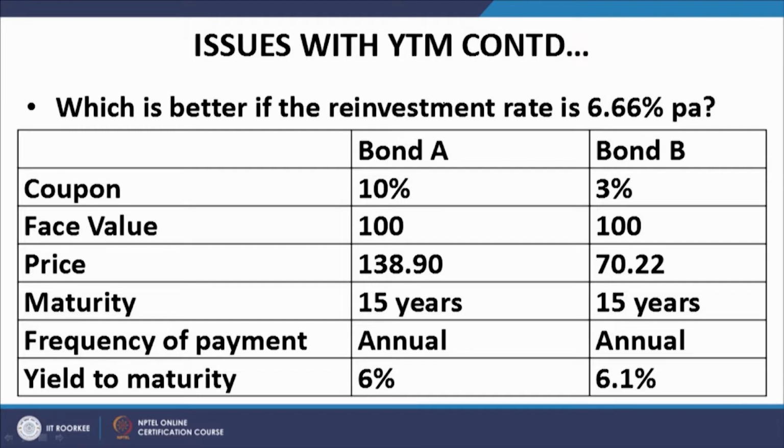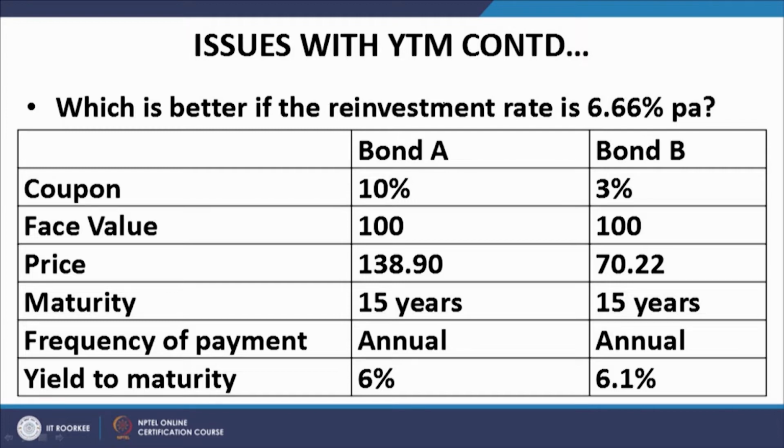The frequency of coupon payments is annual in both cases, and if you work out the YTM on these parameters, you find that the YTM of bond A turns out to be 6% and the YTM of bond B turns out to be 6.1%. Therefore, it is clear that if YTM was to be the deciding criterion, then bond B would be the superior investment compared to bond A.